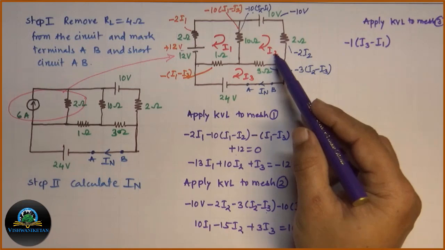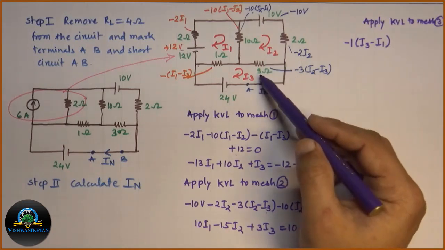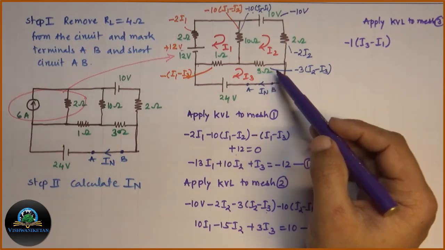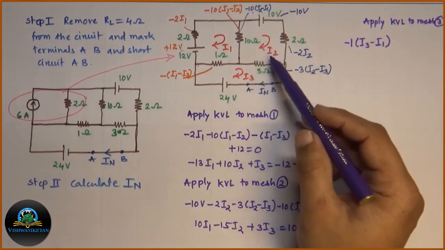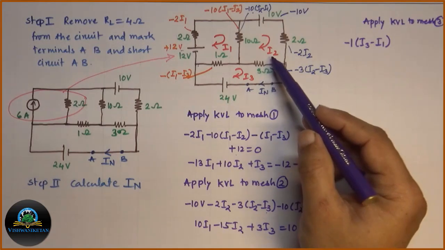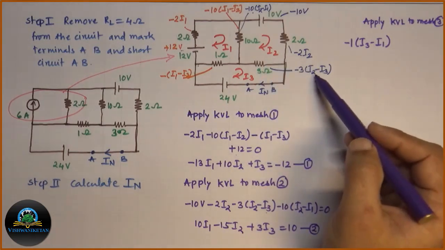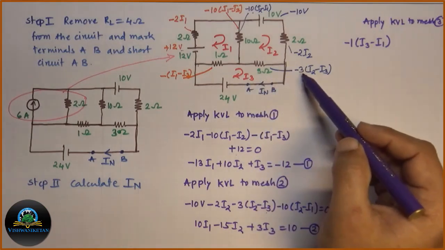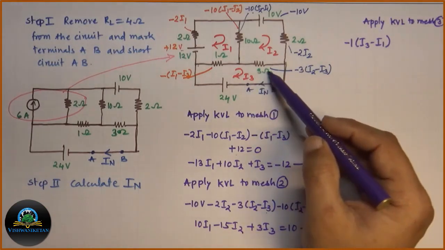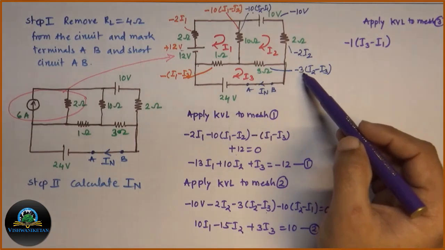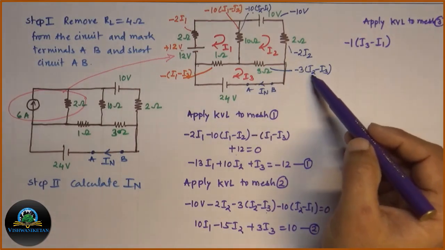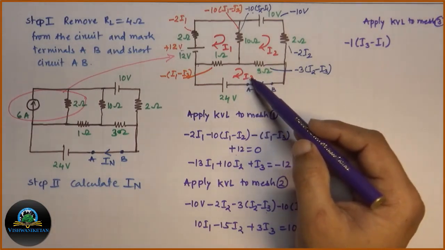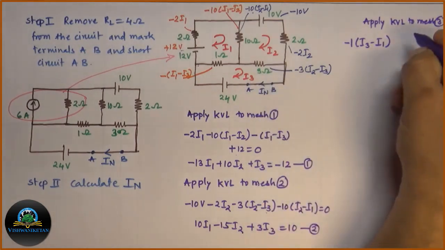Then we will move to the 3 ohm resistor. Again, the 3 ohm resistor is common for the second mesh and third mesh. So the current flowing through the 3 ohm resistance will be the resultant of I3 and I2. Previously we were in loop 2, so we had taken I2 minus I3. Now we are in loop 3, so the voltage drop across the 3 ohm resistor will be minus 3, changing now to (I3 minus I2) as we are in mesh 3. So we will assume I3 to be greater than I2.